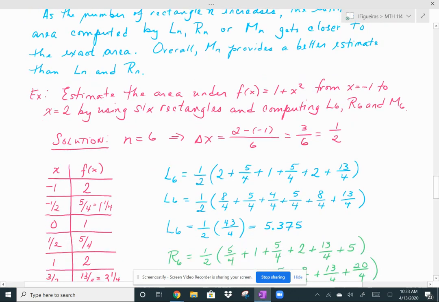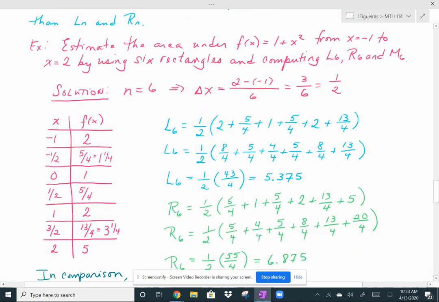We want to estimate the area under the curve of f of x equal to 1 plus x squared as x goes from -1 to 2 by using 6 rectangles. So that means that your n is 6. And your delta x is, again, just the difference in your closed interval, which will be 2 minus -1 divided by 6, which reduces to a half. So every half unit, you need to compute a new height of the rectangle. So that's what you see here.